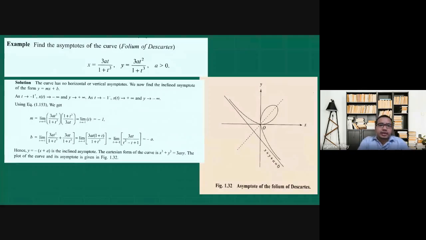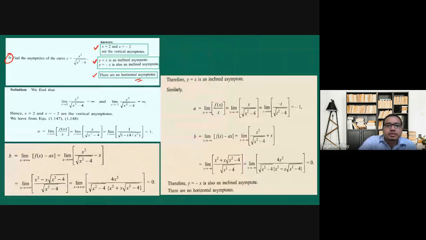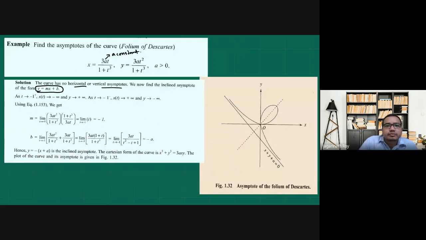So for example, here A, remember A is a constant here. Suppose there is an inclined asymptote. There are no horizontal or vertical asymptotes because both of them are finite. So if you just take this, both of them tend to 0.